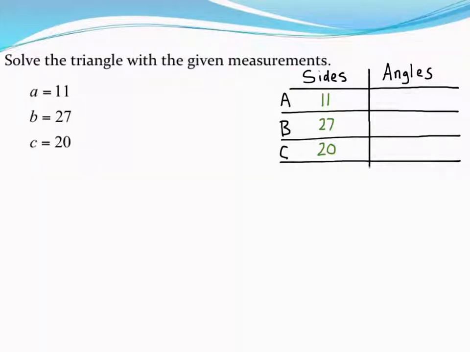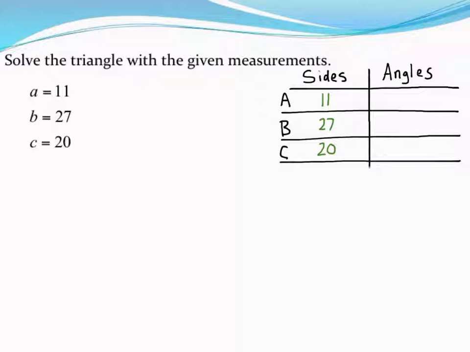Now, since we have a choice of which angle we find first, we're always going to find the biggest angle first using the law of cosines. I know that angle B is the biggest angle because side B is the biggest side. Always find the biggest angle first because an inverse cosine is the only way to find a possible obtuse angle that might be lurking in your problem. So we're going to find angle B first.